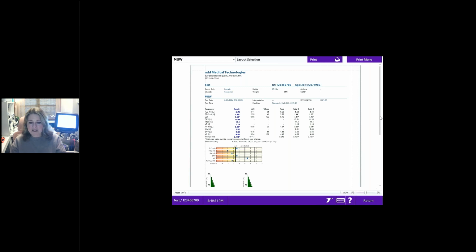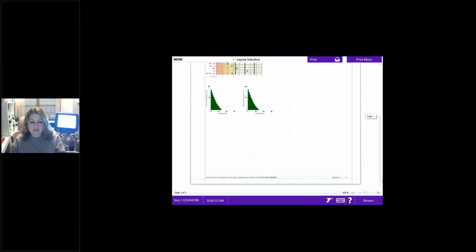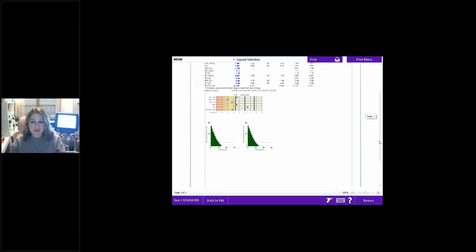Scrolling down a little bit here, you'll see the graphs for both the efforts down here at the bottom with all of our other values up top.